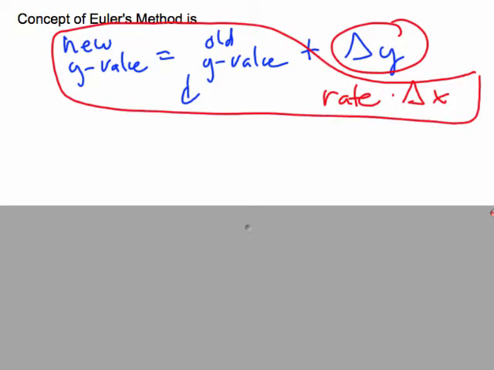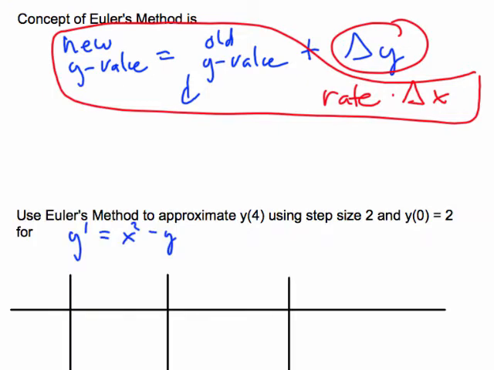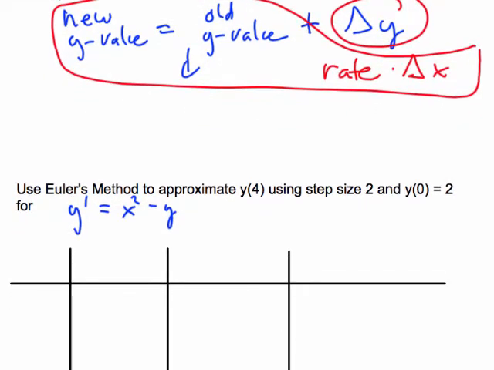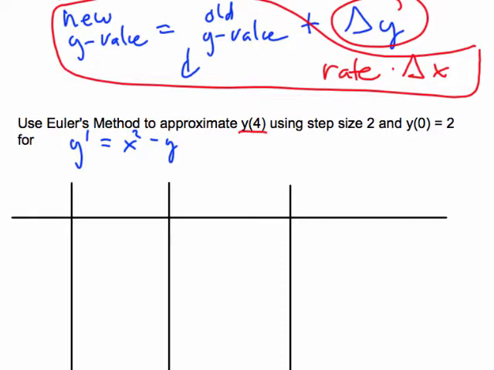Alright, let's lay out numerically what exactly I just talked about with the visualization. I like to do this by using a chart. What we were just talking about with the animation was approximating y of 4 using a step size of 2, which is my change in x, knowing that I'm starting at the point (0, 2).